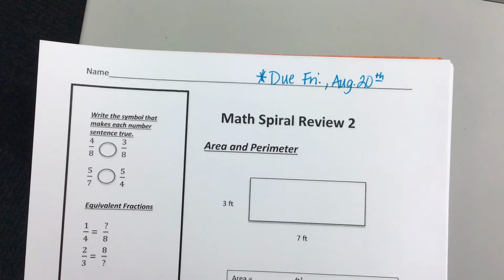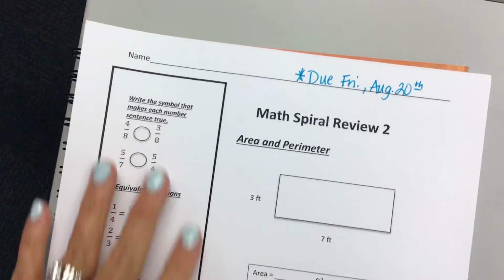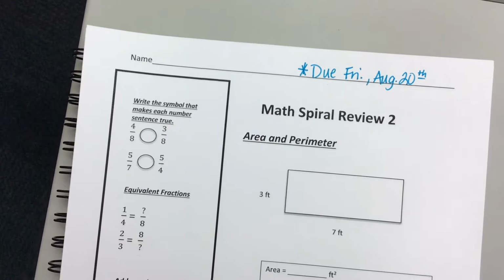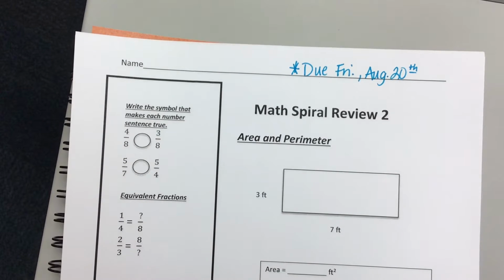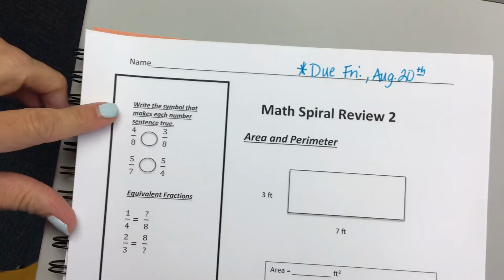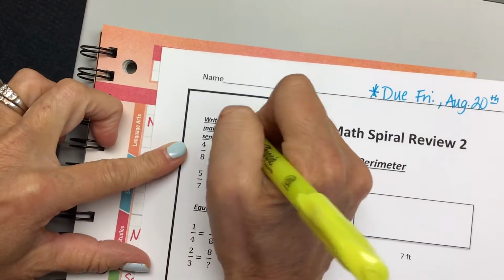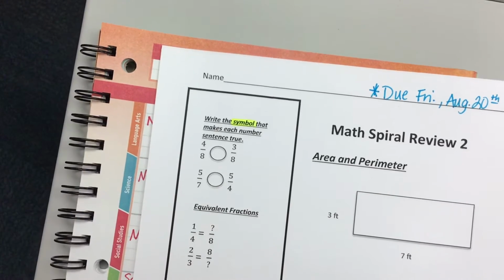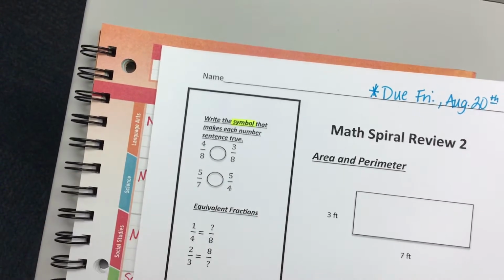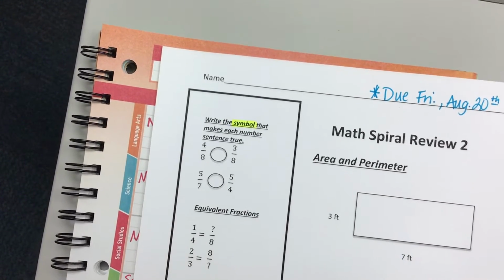Okay, now, when we go over our spiral review on Monday, I like to highlight important terms for you to know. Some of these should all be reviewed, but I know a lot of us have forgotten. So this one says, write the symbol that makes each number sentence true. Raise your hand if you can tell me what kind of symbol I might put in there.